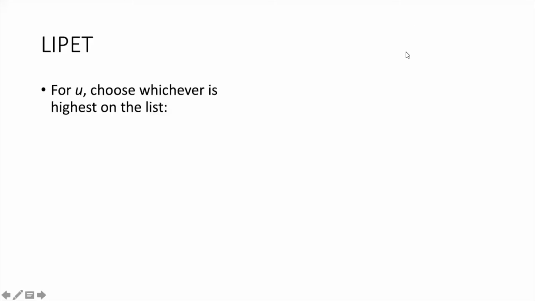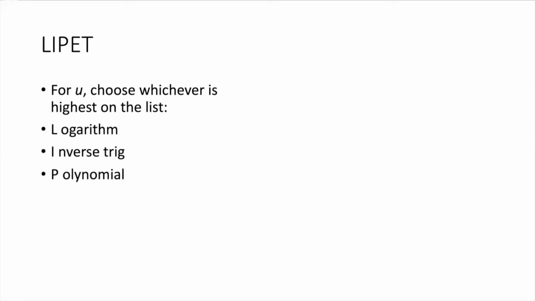All right, so I'm not a big fan of gimmicks, but this one seems pretty harmless. This is called LIPET. And this is a trick for choosing which part of the integrand to make u, and the other part by default becomes dv. So LIPET stands for logarithm, inverse trig, polynomial, exponential, trigonometric. So when you're looking at your integral, which will probably have 2 of those types of functions, whichever type appears higher on the list, you make that part u.